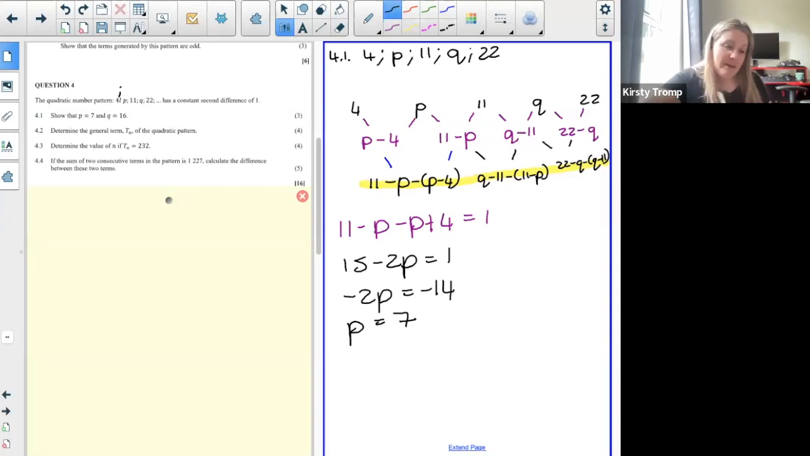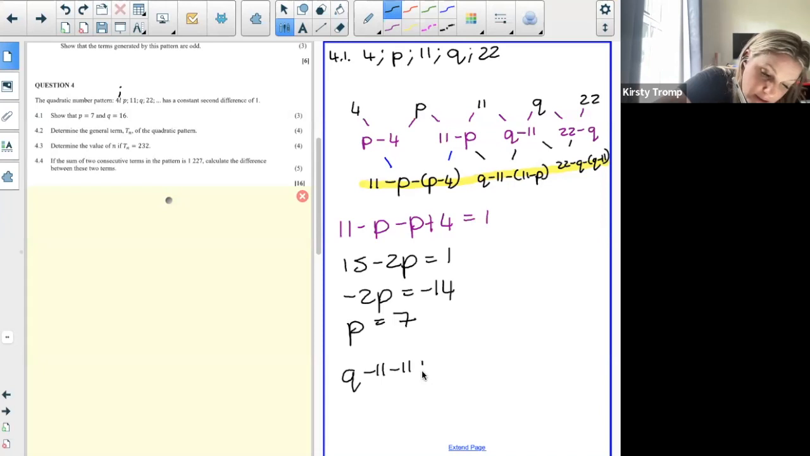Now I can calculate Q in the same way. Why? Because I know that Q minus 11 plus 7, now that P equals 7, will give me 1. So I can calculate it this way. Q minus 11 minus 22 plus 7. I don't have a calculator. Negative 22 plus 7, guys. What's the answer there? Negative 15. So Q minus 15 equals 1. Q equals 16.